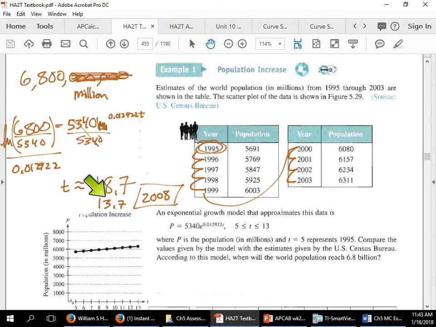So in 2008, that's when the population will reach 6.8 billion. I know there's a decimal here. It says 0.7, but that's just still during the year of 2008. It's just not at the beginning of 2008. It's probably more towards the end. It's 0.7 of the year.